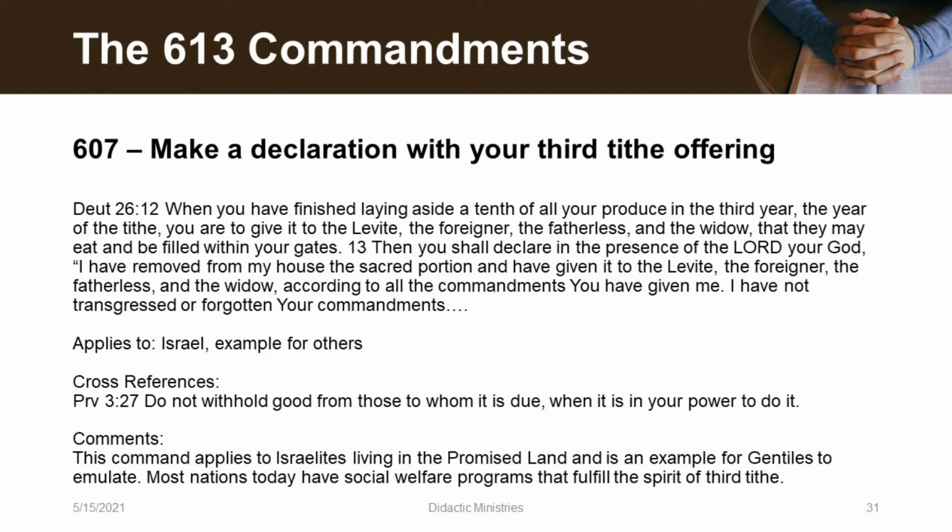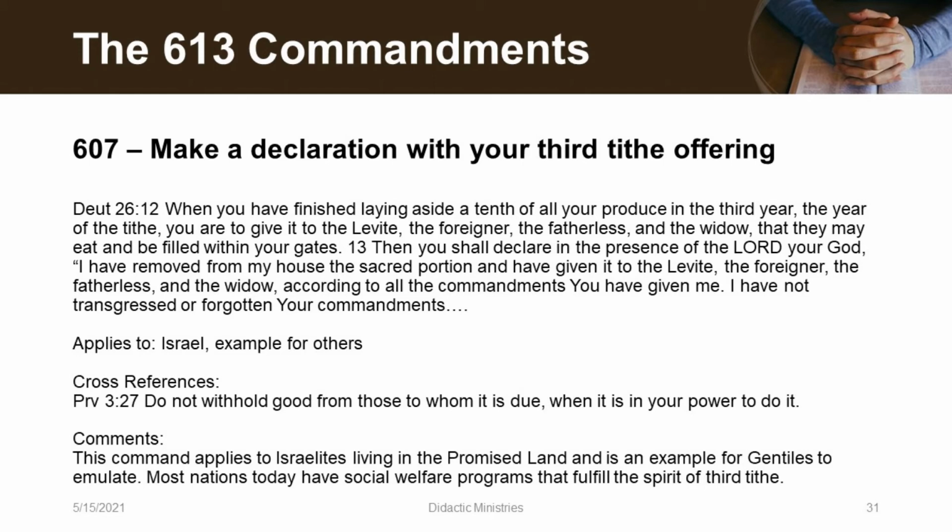Commandment 607, make a declaration with your third tithe offering. Deuteronomy chapter 26, verse 12 says, when you have finished laying aside a tenth of all your produce in the third year, the year of the tithe, you are to give it to the Levite, the foreigner, the fatherless, and the widow, that they may eat and be filled within your gates. Then you shall declare in the presence of the Lord your God, I have removed from my house the sacred portion, and have given it to the Levite, the foreigner, the fatherless, and the widow, according to all the commandments you have given me. I have not transgressed or forgotten your commandments.